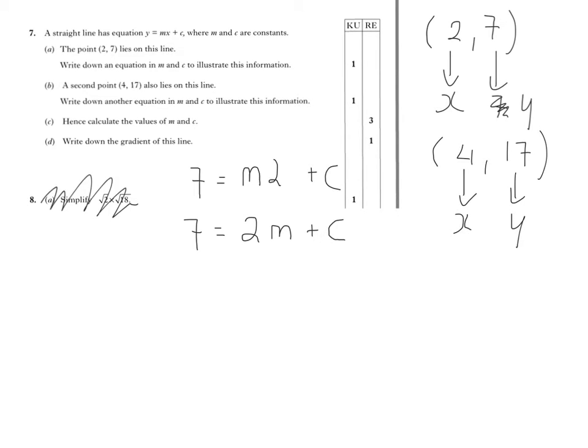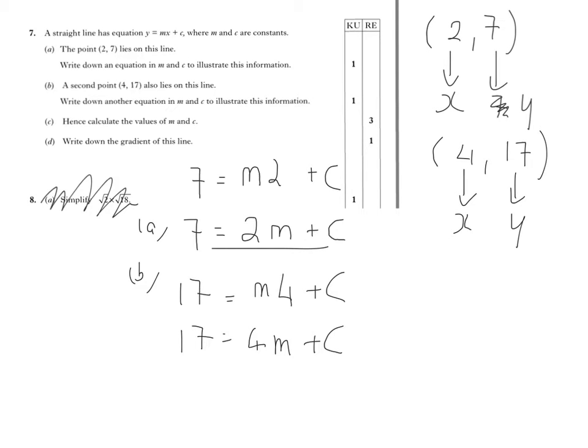So instead of y equals mx plus c this time, instead of y, it's going to be 17 is equal to, instead of mx, it's going to be m times 4, m4 plus c, and again, I'll just make that look a bit better. 17 is equal to 4m plus c. And that's part B.